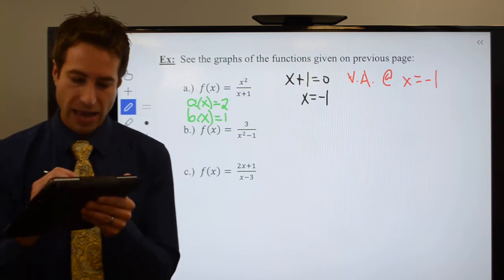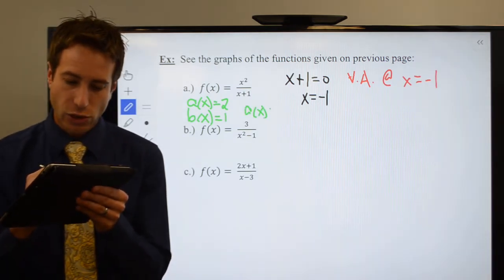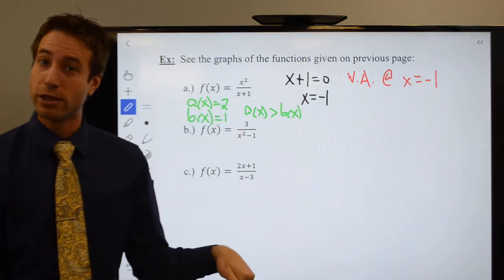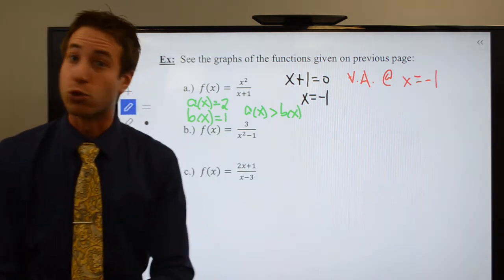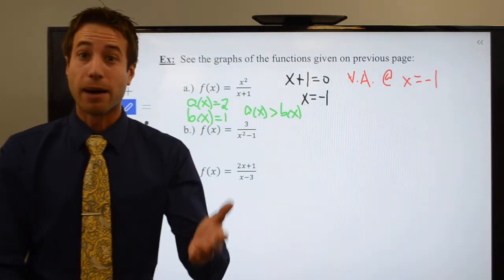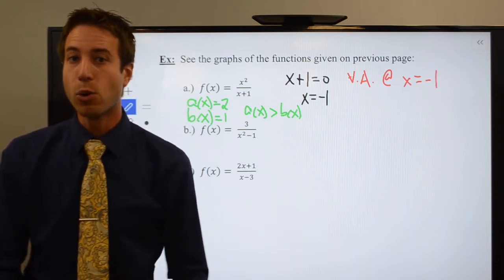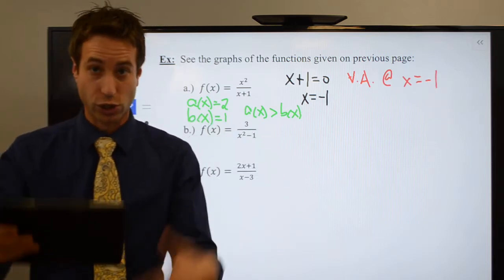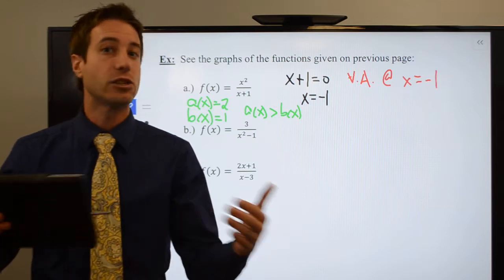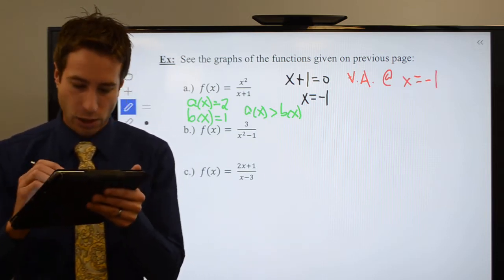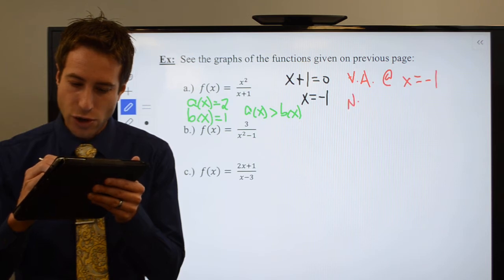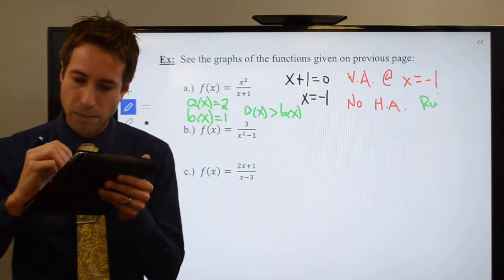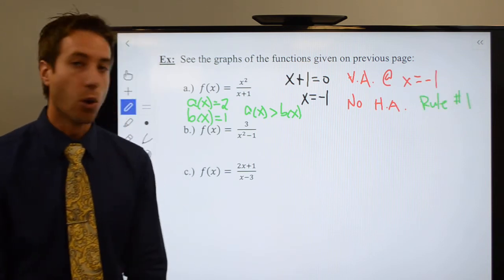Now here's what I know. A of x is greater than b of x, right? The degree of the top, 2, is greater than the degree of the bottom, 1. Do you remember which rule that is? Yeah, it's rule number 1. Rule number 1 said if the degree of a of x is greater than the degree of b of x, then there is no horizontal asymptote. So I now know that there is no horizontal asymptote because it is rule number 1. Rule number 1: no horizontal asymptote.